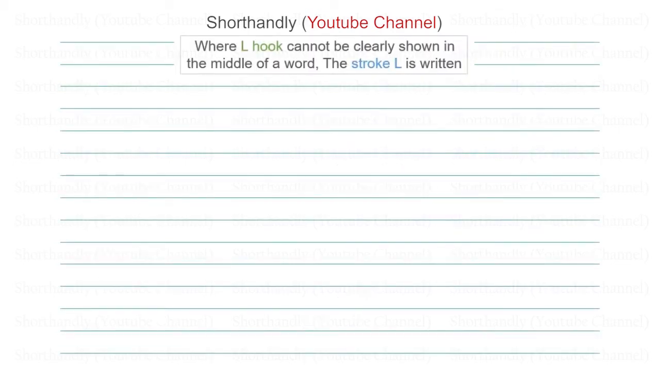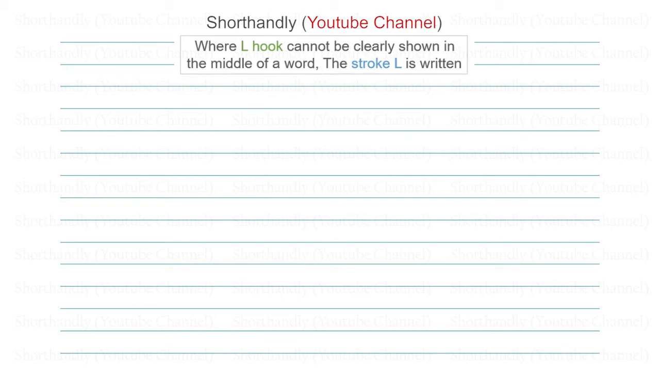Okay, so we also have 3 points here which we need to look at. So let's start with the first point: where the L hook cannot be clearly shown in the middle of a word, the stroke L is written. So what does this mean? It's saying that if we have a word where we cannot represent the L hook clearly in the middle, then instead of making the hook for L, we can make the stroke for L. And to understand this, we'll be taking an example.